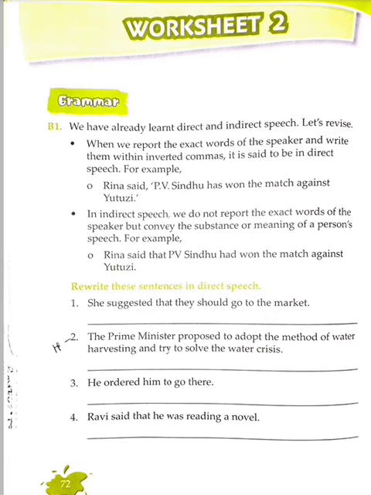Number 2, the Prime Minister proposed to adopt the method of water harvesting and try to solve the water crisis. Here also reported verb is proposed. So it will be also indirect, the direct speech will start with let. And the answer will be the Prime Minister said, comma, inverted comma, let us adopt the method of water harvesting and try to solve the water crisis, then close the inverted comma.